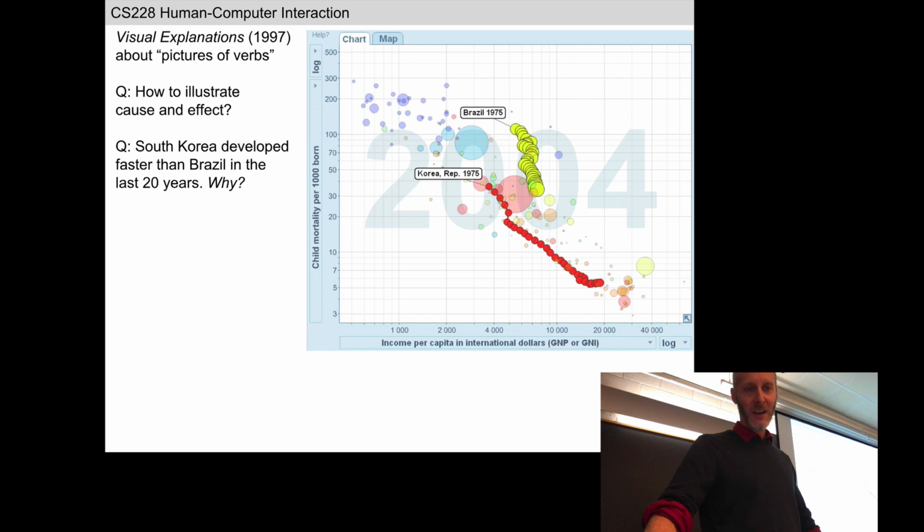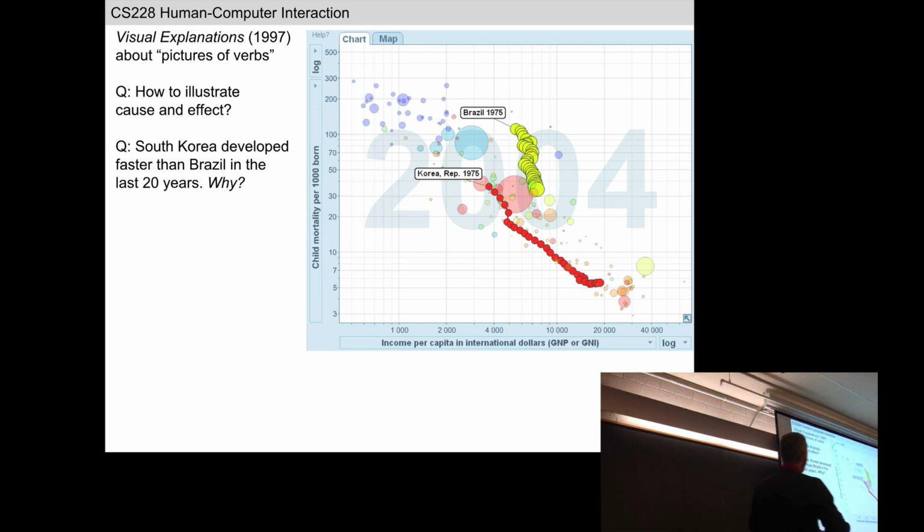Okay, let's end with, again, pictures of verbs, things that change over time, and the hardest part, which is illustrating cause and effect. So let's go back to Gapminder for a moment. Just remember that we're looking at correlations here. Let's go back, in this case, to two different countries, Brazil and the Republic of Korea. And you'll notice in this picture that there are these two different trajectories.